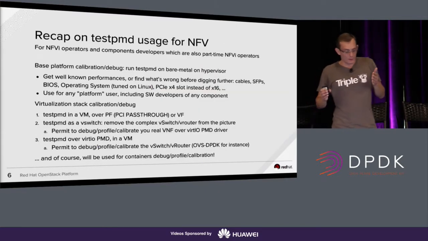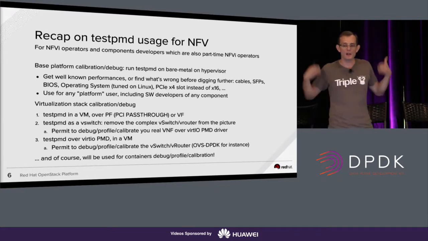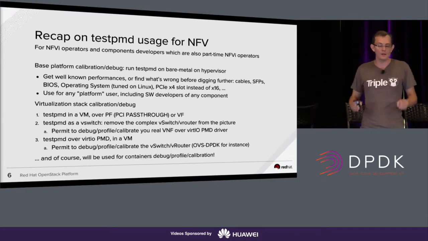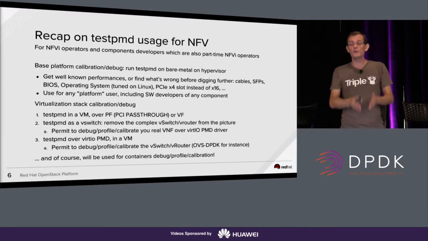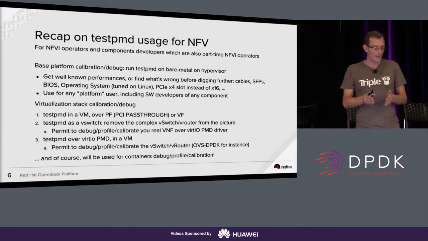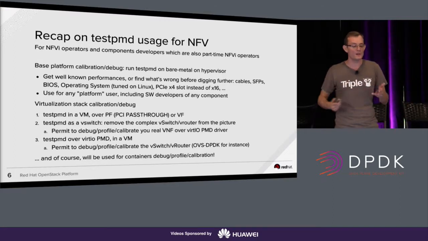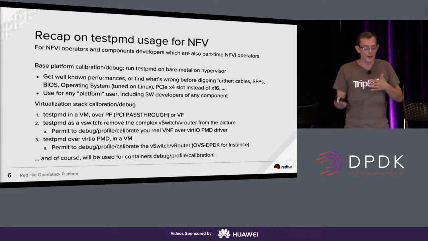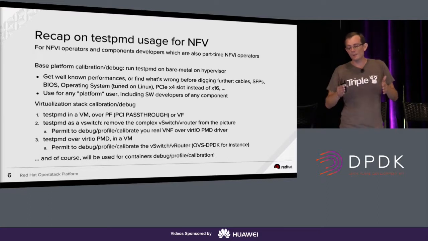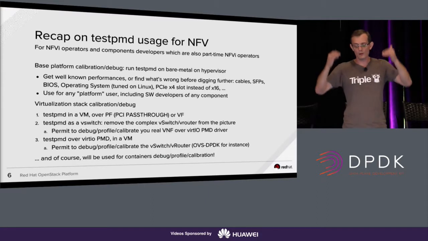So a quick recap on TestPMD usage for NFV. So first, and I didn't talk about it before, but the base platform calibration. I'm installing my OpenStack, and first thing I do is I'm running TestPMD on bare metal. Bare metal. I'm trying to get my 50 millions of packets per second per core. And if I don't get that, it's because maybe I've got a problem of cable, SFP, BIOS, operating system, PCI by 4, which is instead of by 16. So with TestPMD on bare metal, you can calibrate your NFVI, and then you go one layer by one layer.